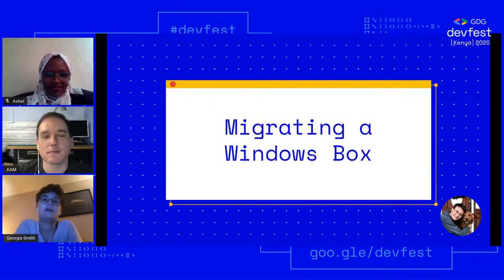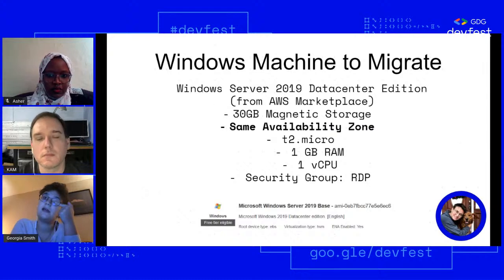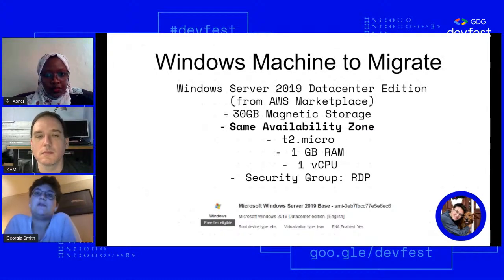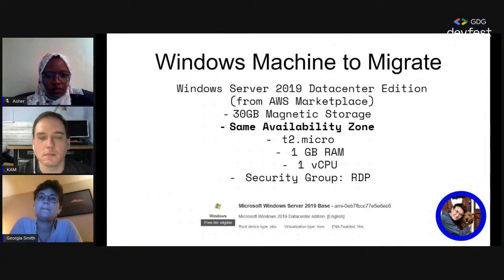The next thing we did was migrate a Windows box. So, next slide. We did a Windows 2019 server, gave it 30 gigabytes of magnetic storage. We have tried this also with the Windows 2012 server, which Cam will touch on in a little bit. Next slide.